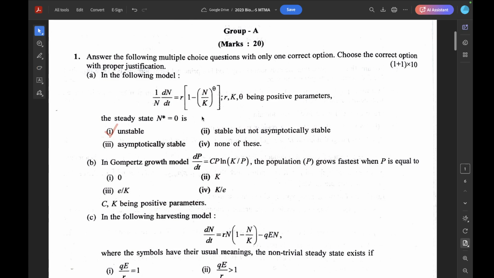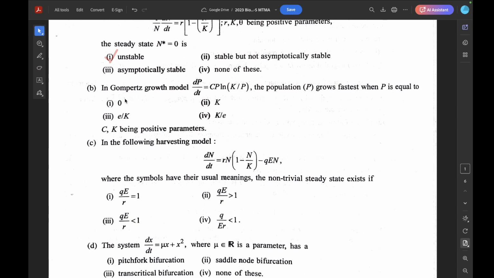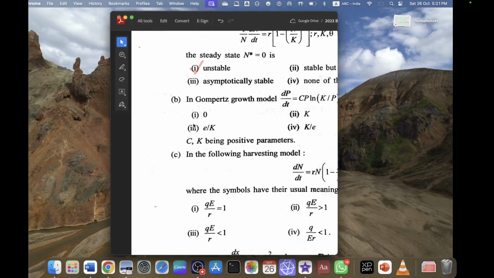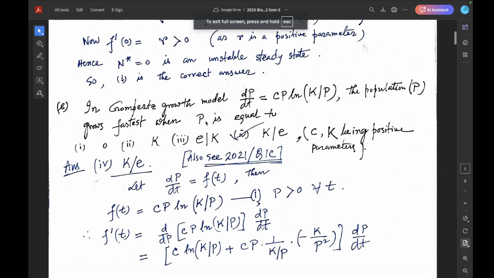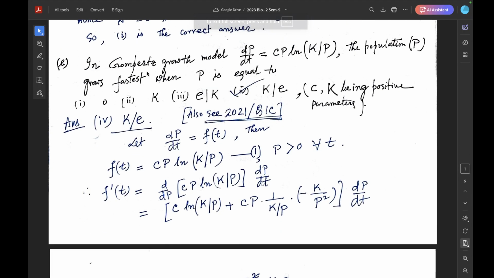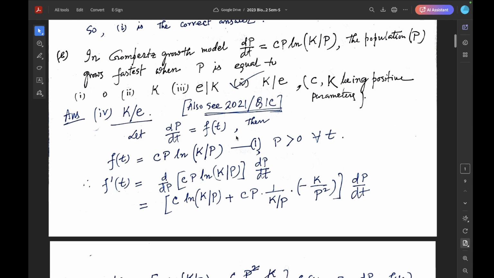Next question, question B. In Gompertz growth model, dp/dt equal to c p ln k by p. The population p grows fastest when p is equal to what? Actually, this question details answer to C in the question for 2021, question 1C, MCQ 1C.